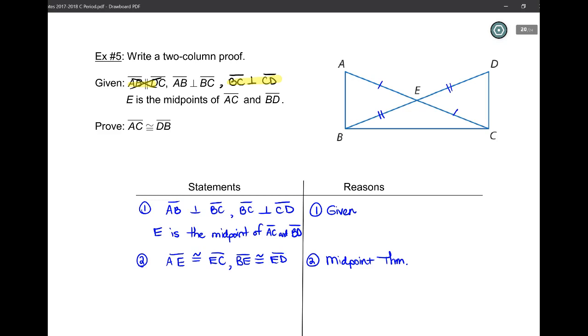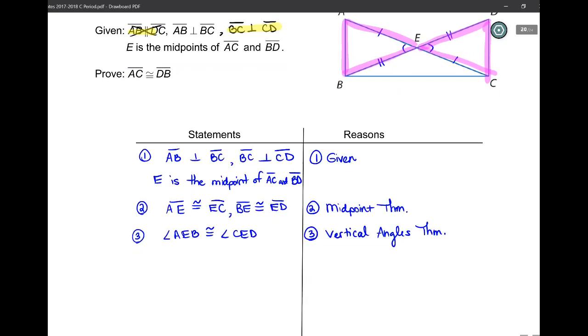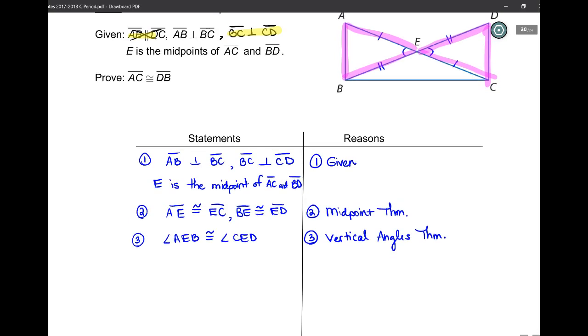Now we also know, looking at the figure, that we have vertical angles congruent. So I'm going to use that. Angle AEB is congruent to angle CED, vertical angles theorem. Now that actually gives us enough information to prove these two triangles are congruent here, AEB and CED. So I'm going to write that down next.